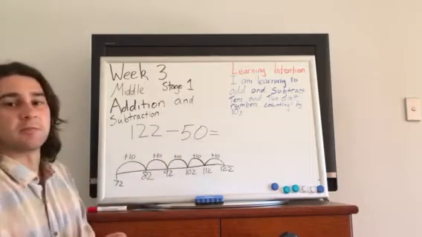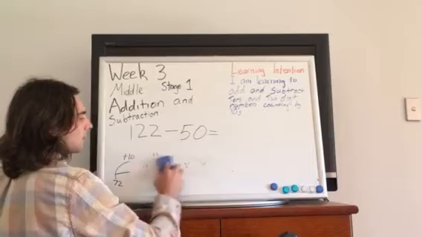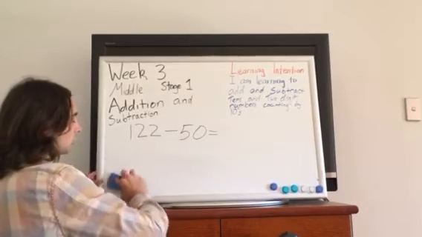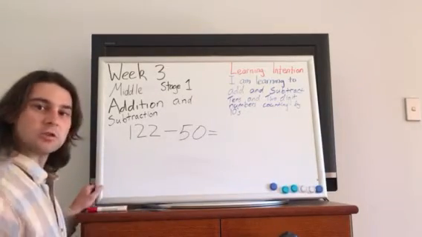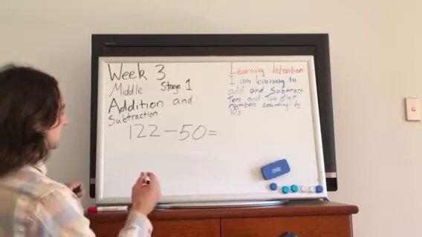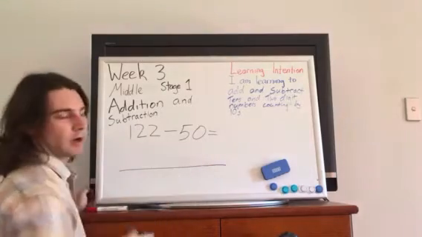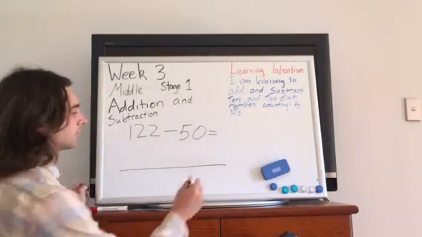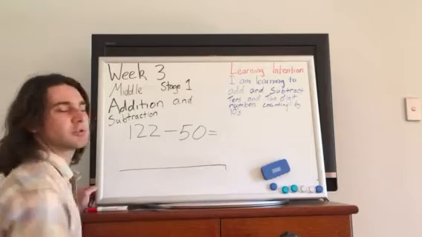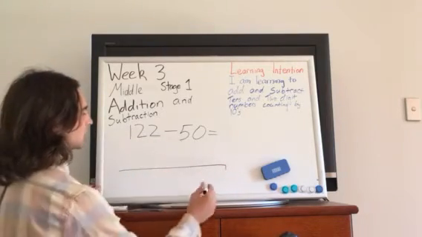I am now going to put a minus there. I am going to rub out my number line that I've just done, only because it's on a whiteboard. I don't want you rubbing out your work. 122 minus 50. I'm going to start on the right-hand side now of my number line. The reason I'm doing this is because I am moving backwards down the number line when I do subtraction.